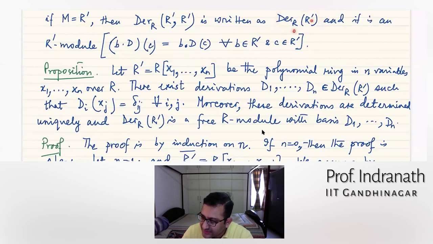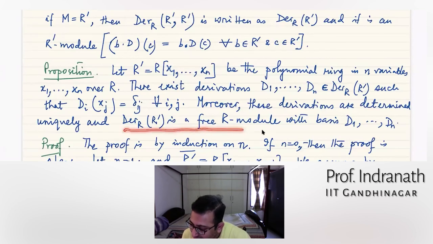Okay, R' is an R-algebra. This is an R'-module. These are all R-linear derivations from R' to R'. Now, this is the first observation: if R' is the polynomial extension of R in n variables, then there exist derivations d1, d2, ..., dn in Der_R(R', R) such that di takes xj to the Kronecker delta ij. That means di of xi is 1 and otherwise it's 0. Moreover, these derivations are determined uniquely, and this is a free R-module with basis d1, d2, ..., dn.